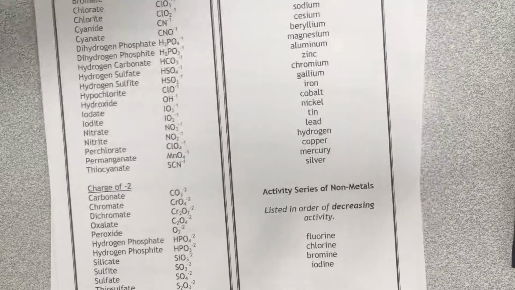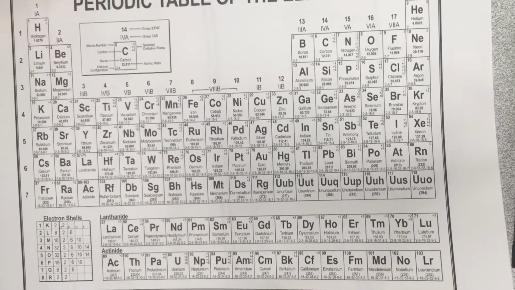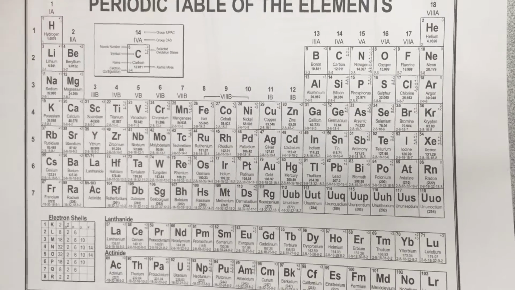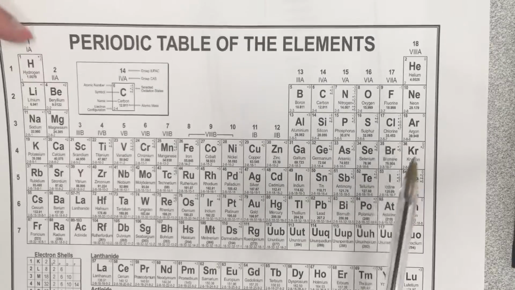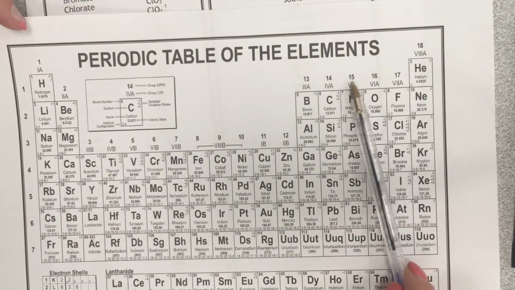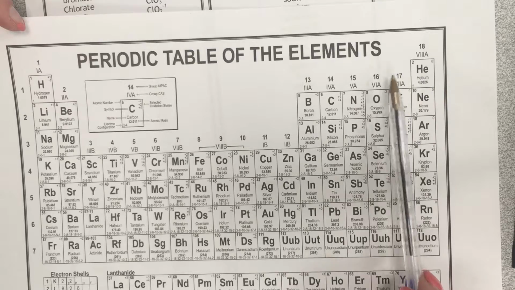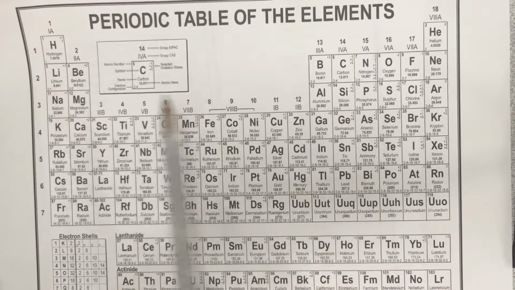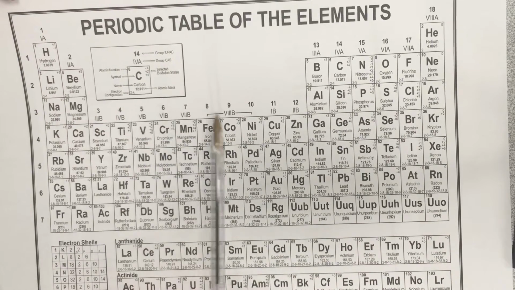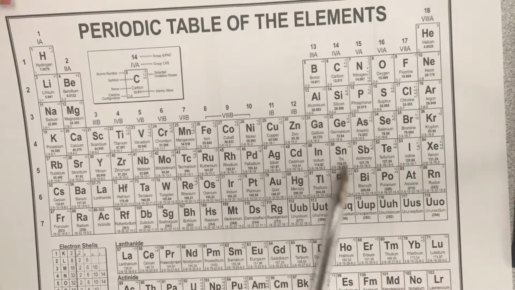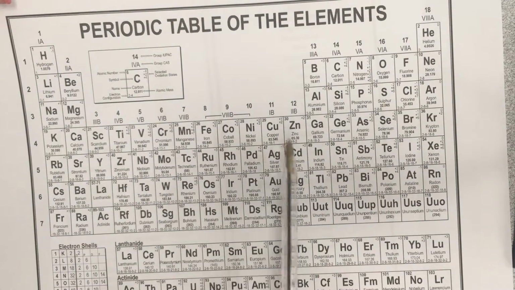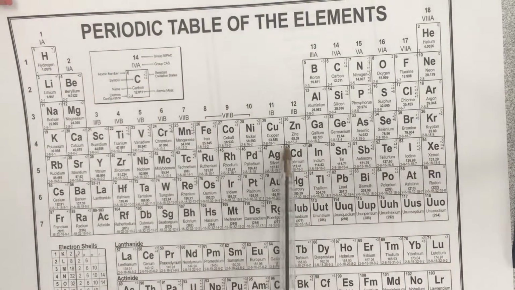And, of course, your periodic table. No, you can't use your own. I will give you this one. It has the charges on it. Just remember that if they are nonmetals, you use the charges that are the trends on the periodic table. If it's the transition metals and kind of the ones that lead towards the metalloids, you use the charge that's listed here.